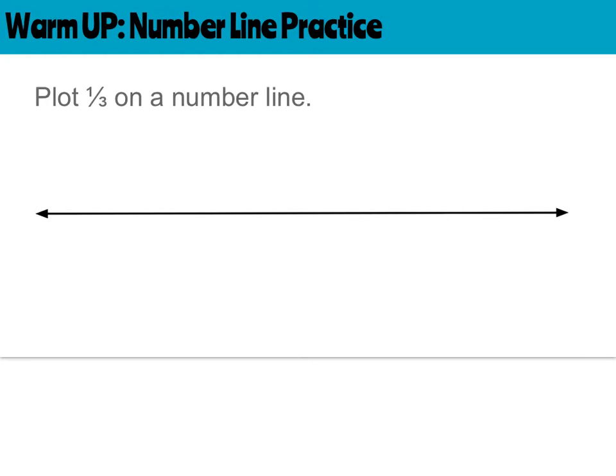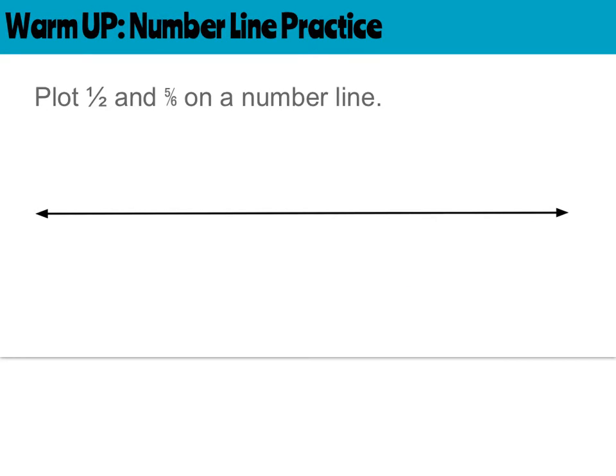All right, I would like you to plot 1/3 on a number line on your dry erase sleeve. Press pause on the video while you do this and press play when you're ready to check your answer. Okay, this is what your number line should look like. You've labeled your endpoints as 0 and 1 whole. You've divided it into 3 equal segments, and you've put a point on 1/3. Make sure everything's labeled and you have your point on your number line.